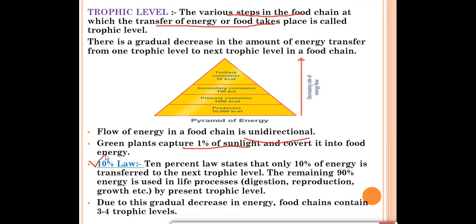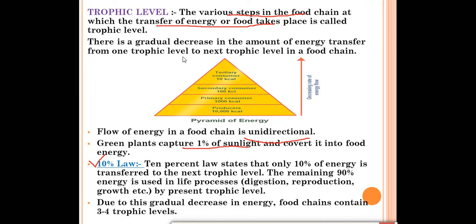Next we have the 10% law. This is very important. What is this 10% law? The 10% law states that only 10% of energy is transferred to the next trophic level. As you can see in this diagram, first we have 10,000 calorie, then 1000, then 100, then 10. So whenever the flow of energy takes place in a food chain, only 10% of the energy will be transferred to the next trophic level. From this trophic level to this trophic level, only 10% of energy will be transferred. From this to this, only 10% energy. Like this, whenever the flow of energy takes place, only 10% of energy will be transferred to the next trophic level.